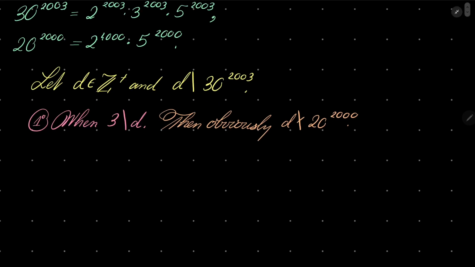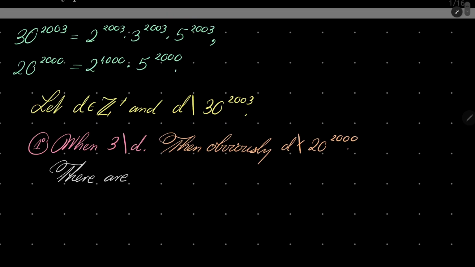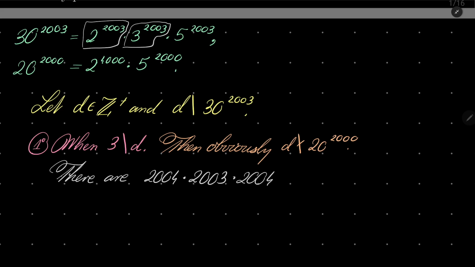Well, how many divisors? 2 appears with power 2003, so we have 2004 options. 3 appears with power 2003, but remember, we cannot have 3 to the power of 0. It must be 3 to some natural power, so we multiply by 2003, and 5 can have any exponent whatsoever, so times 2004. So there are that many divisors D.